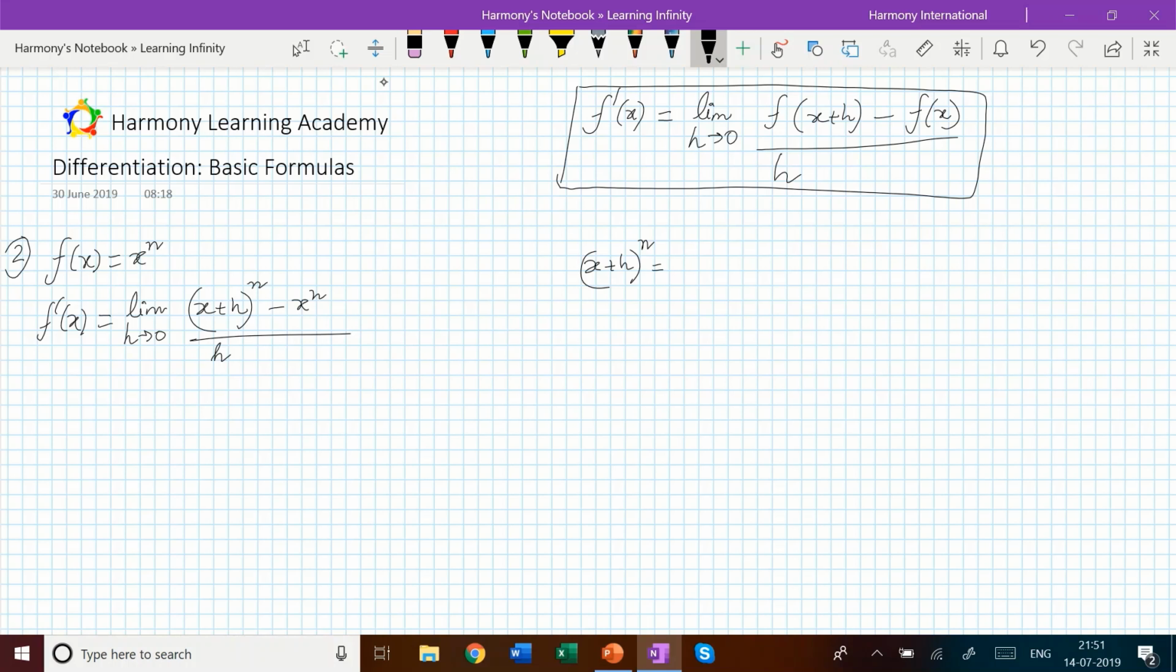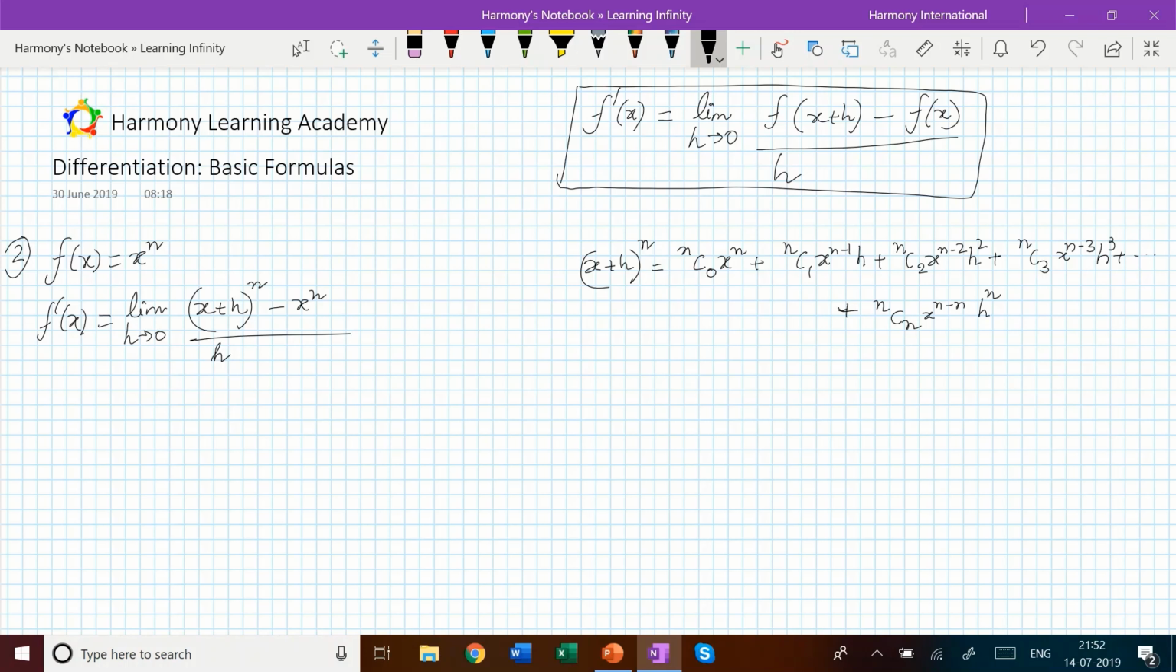So it will be n c0 x to the power n plus n c1 x to the power n minus 1 h plus n c2 x to the power n minus 2 h square plus n c3 x to the power n minus 3 h cube, and it will continue like this till n cn x to the power n minus n h to the power n.